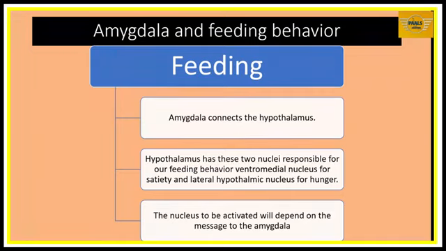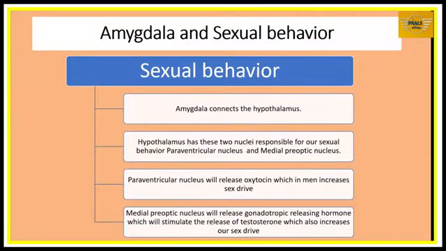We also noted that amygdala controls our sexual behavior. How does amygdala do that? Now, amygdala also connects to the hypothalamus through the same stria terminalis. In the hypothalamus, we have two nuclei that control sexual behavior. One, we have the paraventricular nucleus, and two, we have the medial preoptic nucleus.